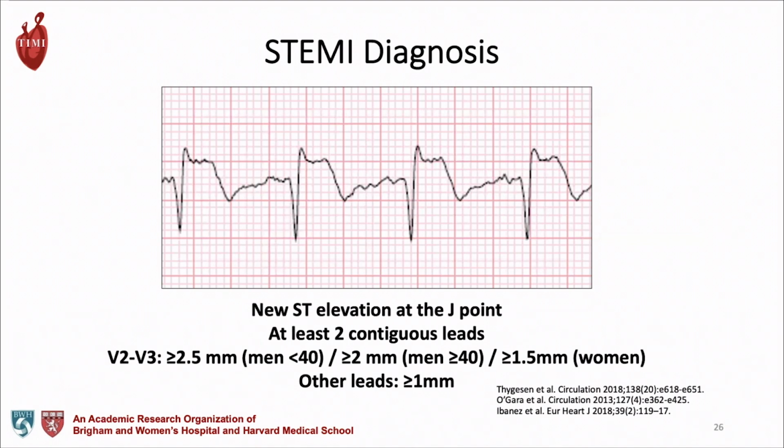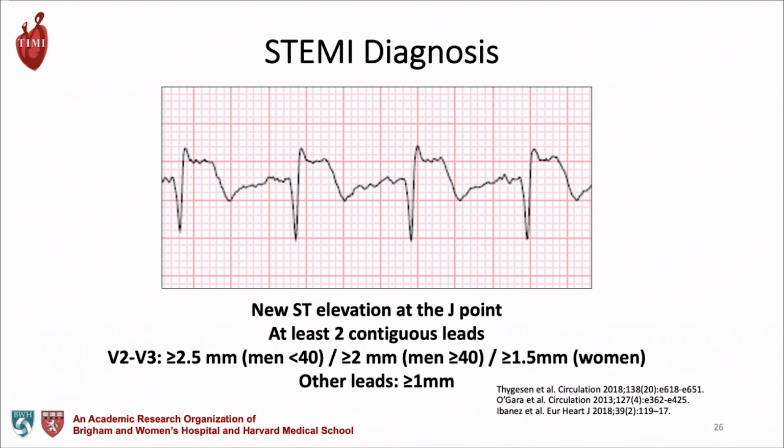And STEMI, just as a reminder, the major difference between non-ST elevation acute coronary syndromes and STEMI from a clinical diagnosis standpoint is what the electrocardiogram shows. And so specifically, there has to be new ST segment elevation at the J point. The J point refers to the portion of the ECG where the QRS complex meets the ST segment. And you have to see ST segment elevation in at least 2 contiguous leads.